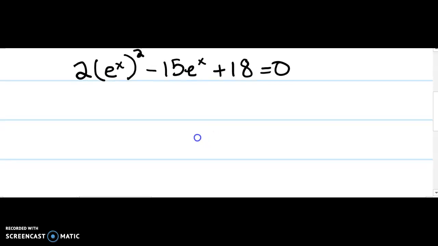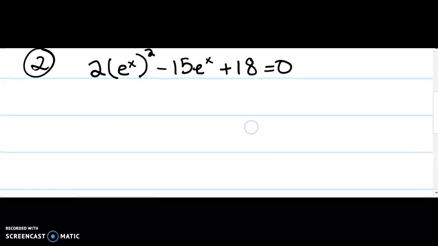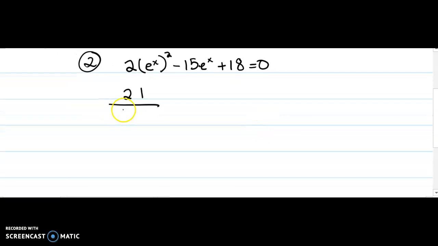Okay, second problem. Go ahead and pause the video, try this one on your own, and then come back. Okay, welcome back. Remember what this problem looks like. It looks like a quadratic, so we're going to factor. I'm going to start with 2 and 1. Underneath are my different combinations to get to 18: 18 and 1, 1 and 18, 9 and 2, 2 and 9, 6 and 3, and 3 and 6. Then I'm going to cross multiply and find my combination.